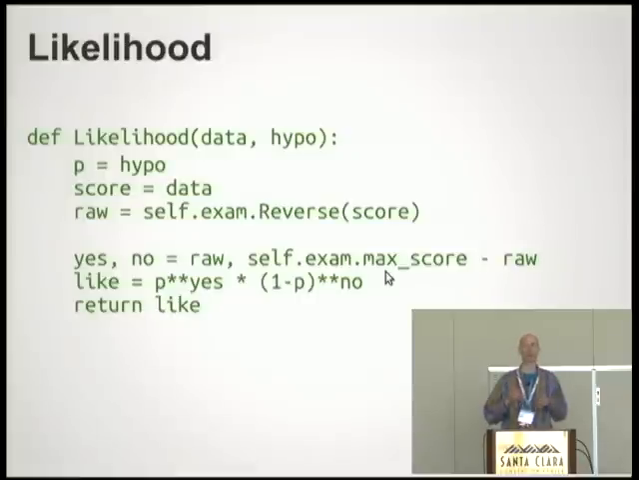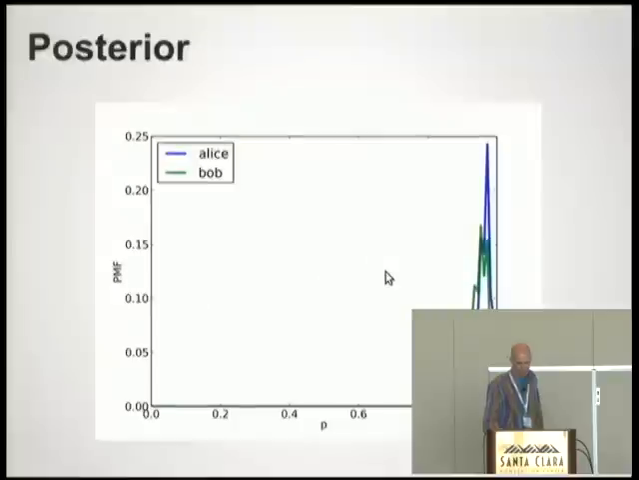I have to do some massaging, but I can eventually get the data into a form of how many right and how many wrong. And I have the hypothesis, which is my hypothetical belief about your value of p. And now I can compute the likelihood, which is the same thing we saw before. p raised to the number that you got right, 1 minus p raised to the power that you got wrong. Make sense? Okay. So there's the likelihood function.